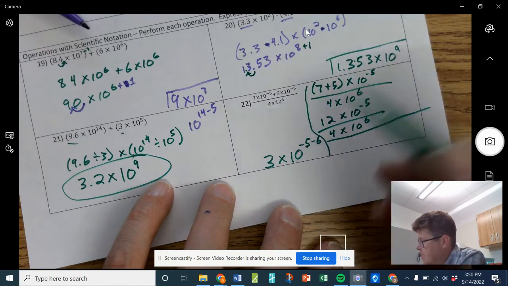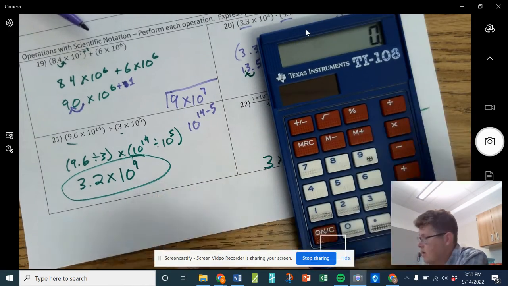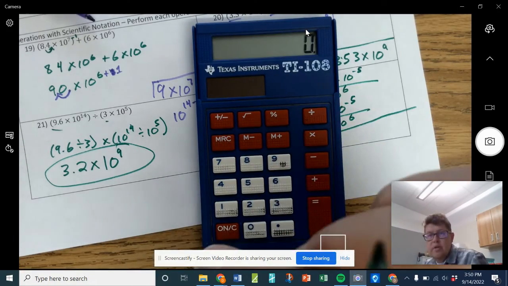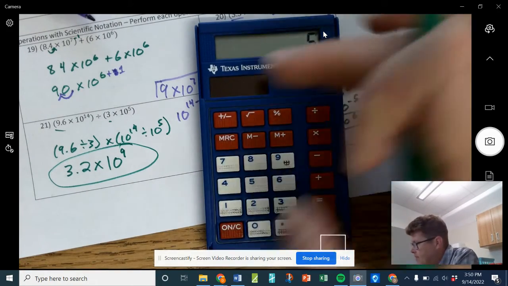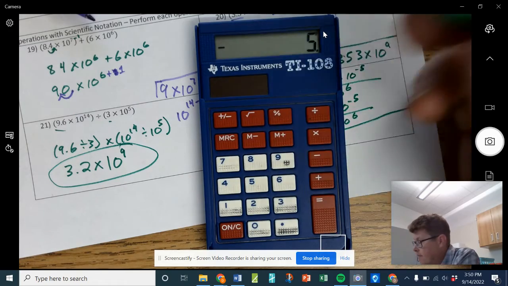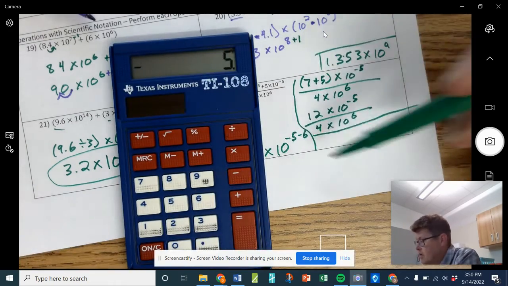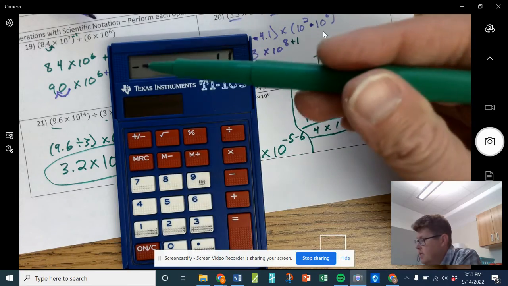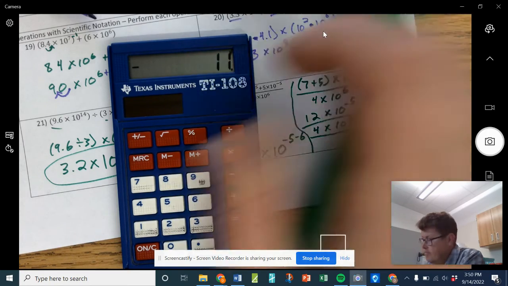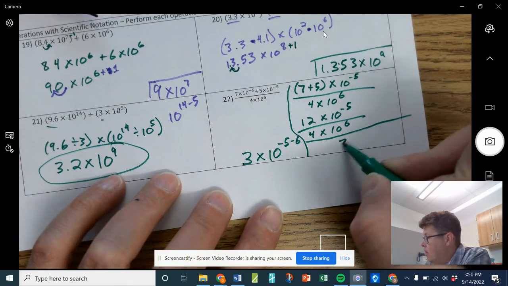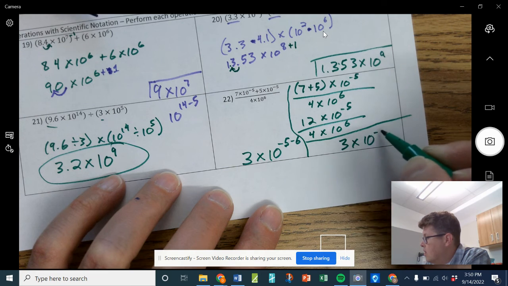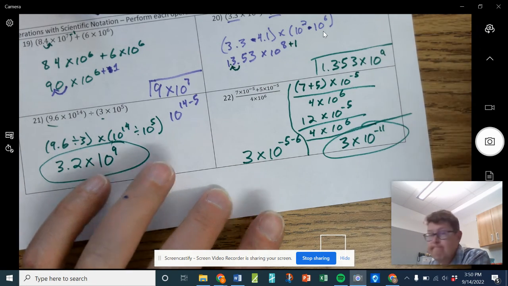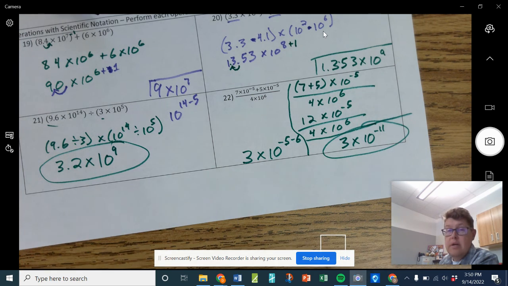Negative 5 minus 6. When you start with your calculator, I think this is the first time we really dug into the negatives. You're going to put your 5 in and make it negative. So negative 5 right there, and then you subtract 6 from it, and you can see it's negative 11. We're going to leave it like that, guys. Just 3 times 10 to the negative 11. Kaboom. All right, there you go.